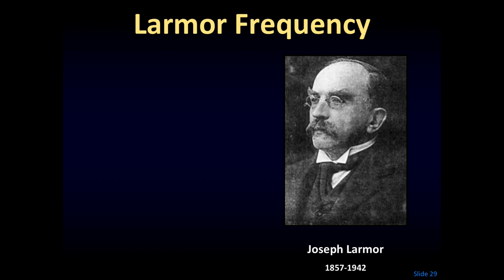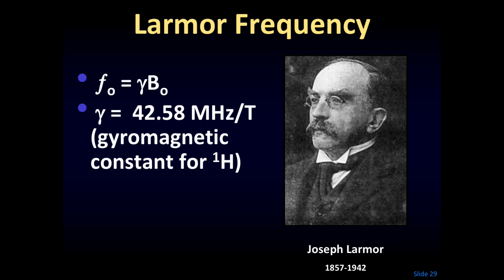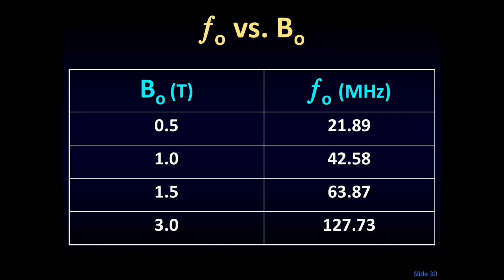Now that precession occurs at the Larmor frequency named after Joseph Larmor. And this is an equation that you should commit to memory. Luckily, it's a pretty simple equation. The frequency of precession is equal to something called the gyromagnetic ratio times the external magnetic field. And the gyromagnetic ratio depends on the proton. For hydrogen protons, it's 42.58 megahertz per Tesla.